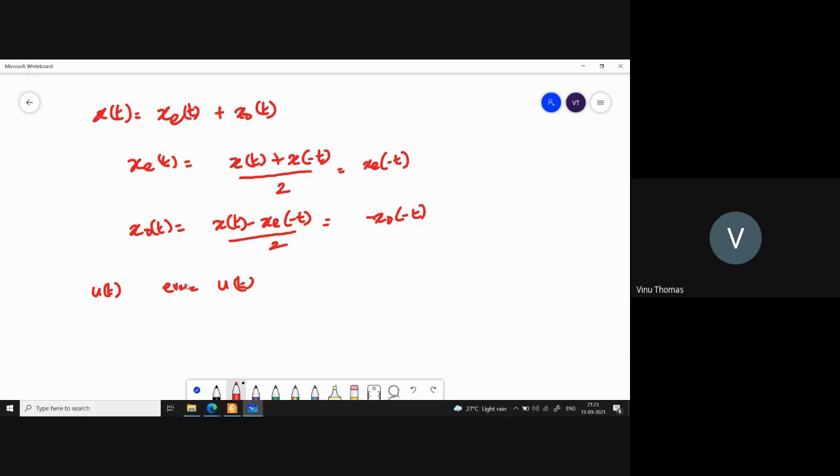Even part is equal to u of t plus u of minus t by 2. So let us draw this. U of t would be this one, and u of minus t would be this part, because it is the reflected part. And so that is 1 throughout. U of t plus u of minus t would be 1 from minus infinity to plus infinity. And you have to divide this by 2, so this would be equal to 1 by 2. So this height is equal to 1 by 2. So this is the even part of u of t.